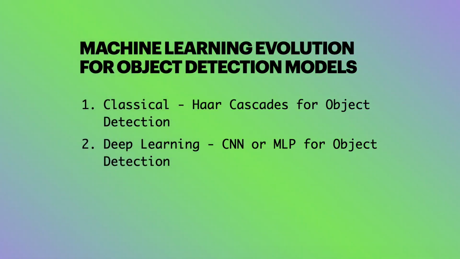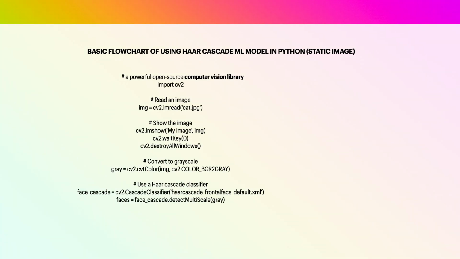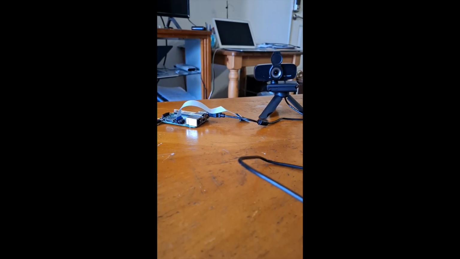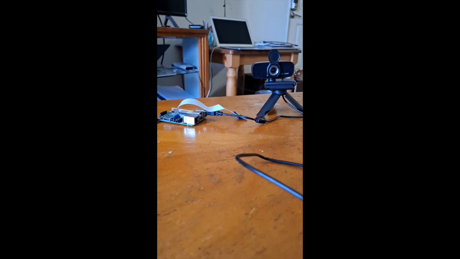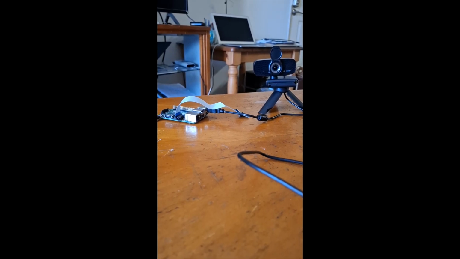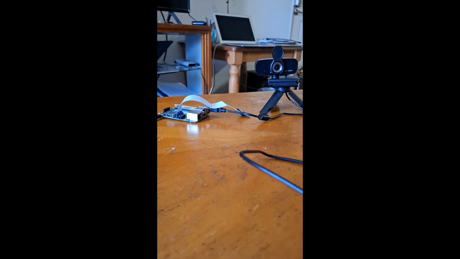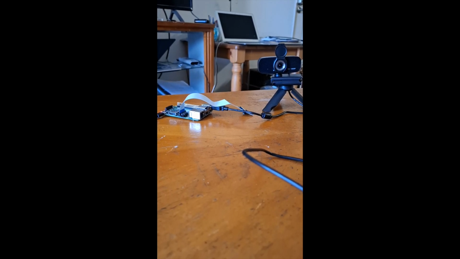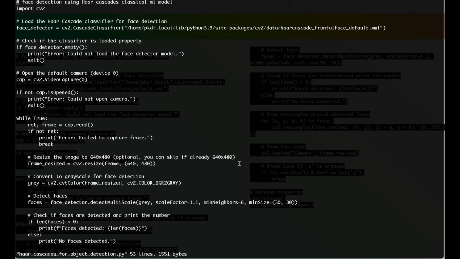And two major categories of those models are classical and deep learning. The classical, in this case today we'll use Haar cascade, which is one of the classical ML models. This is the code, and this is on Raspberry Pi, and this is my Raspberry Pi setup. As you can see, I have a USB camera connected to the Raspberry Pi, and it is capturing images in real time. And as we capture images, it puts a bounding box on an object inside the image. If it sees there's a face, then it would put a bounding box on that and say face detected.